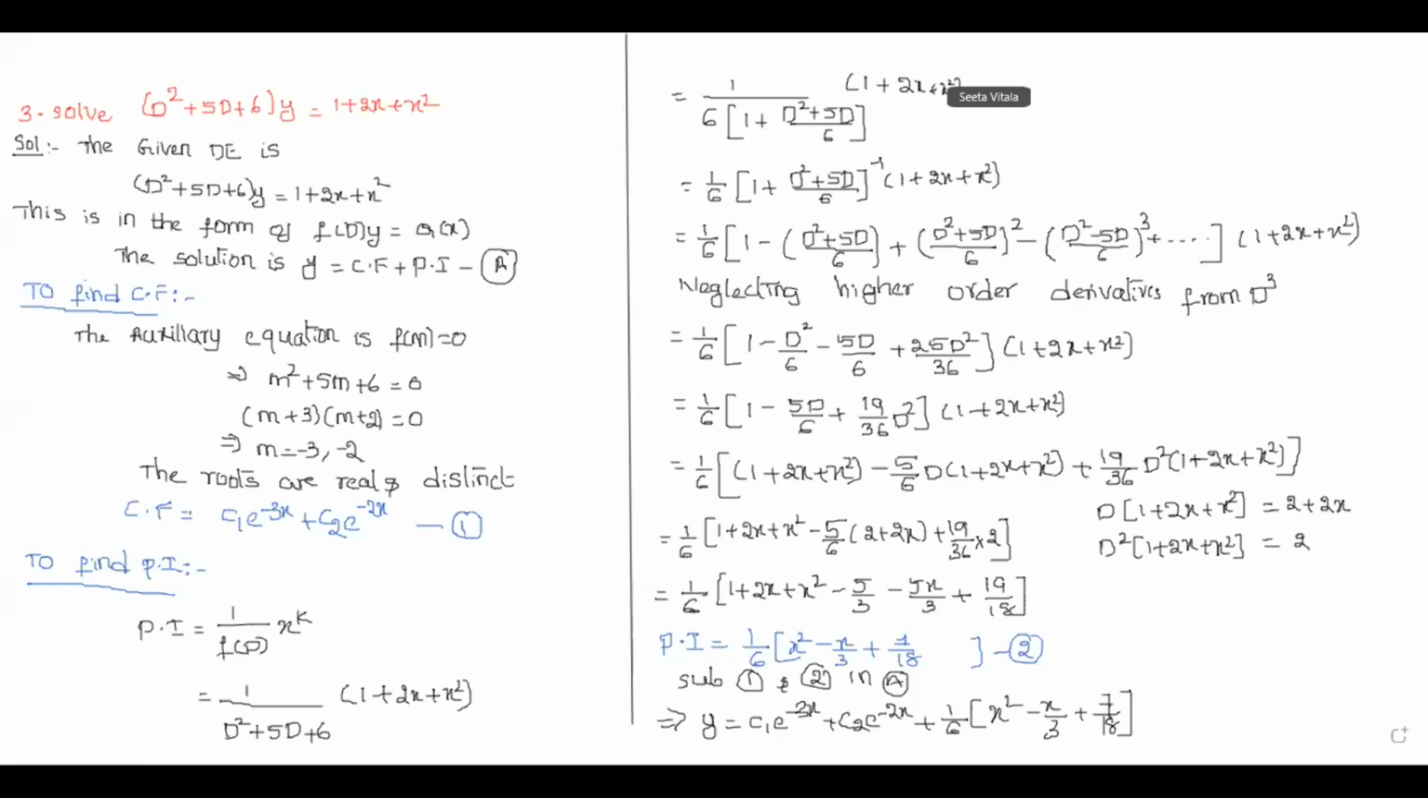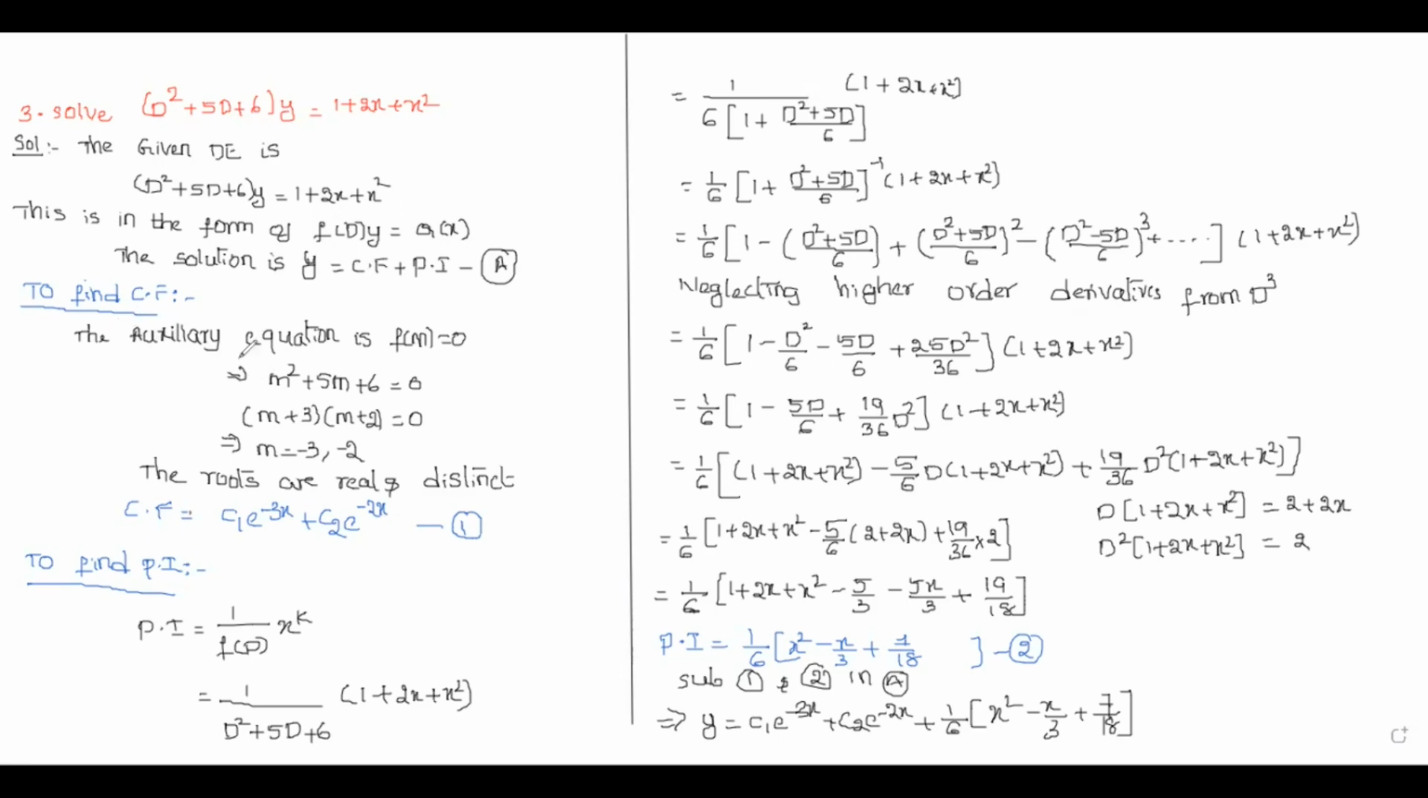Next problem. Solve (D square plus 5D plus 6) y is equal to 1 plus 2x plus x square. The given differential equation is (D square plus 5D plus 6) y is equal to 1 plus 2x plus x square. So this is in the form of f of D into y is equal to Q of x. The solution is y is equal to complementary function plus particular integral.